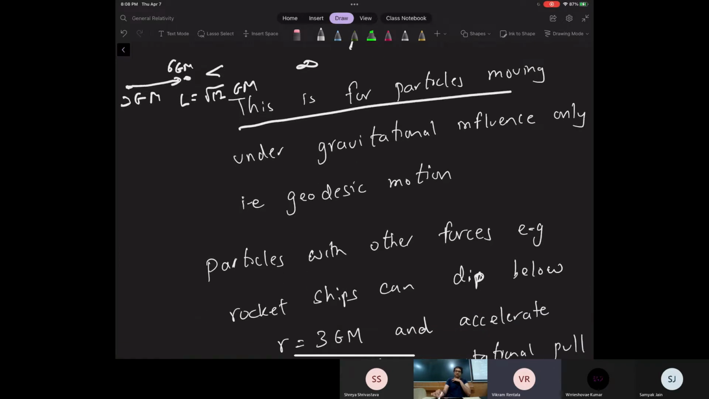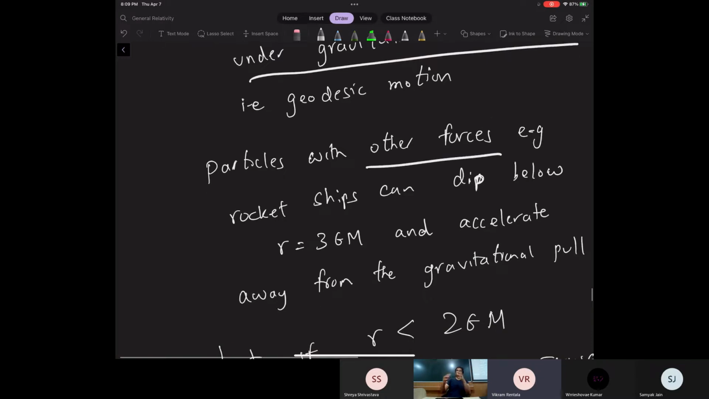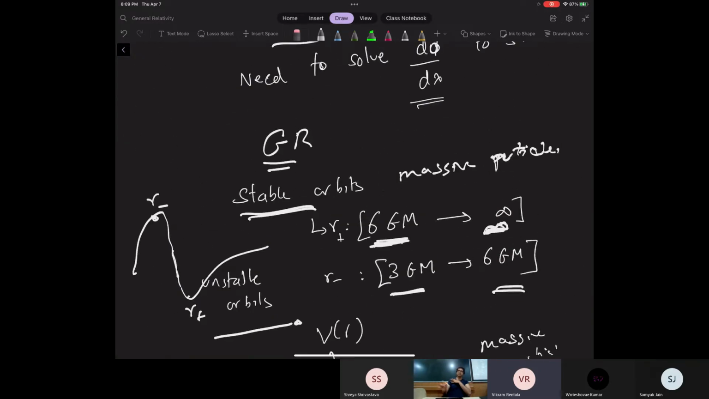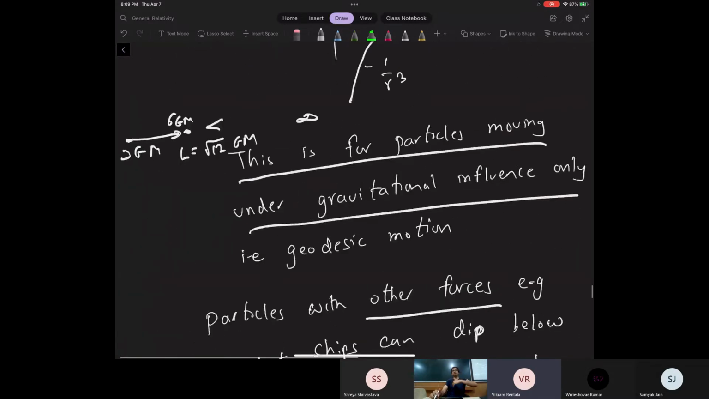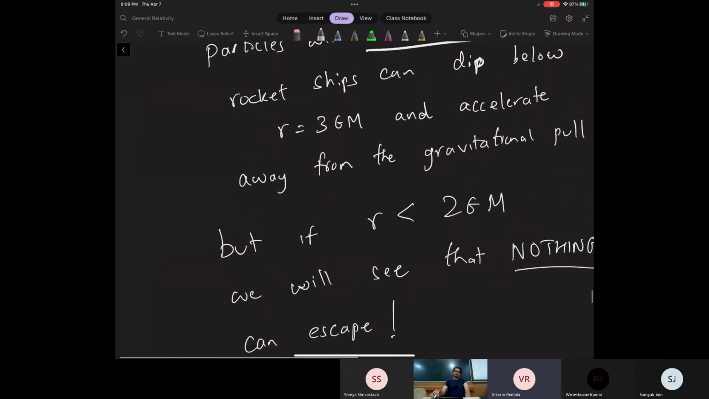Now all of this is for particles moving only under the influence of gravity. That is geodesic motion. That is particles which are in free fall in gravity. So particles with other forces, for example, if you have a rocket ship which is accelerating, can certainly dip below. They don't have to stay at this stable circular orbit. They can go to lower R. They can come out to larger R. Basically, the acceleration is you're supplying them with an additional source of energy, right? You're converting chemical energy into the kinetic energy or potential energy of the rocket.